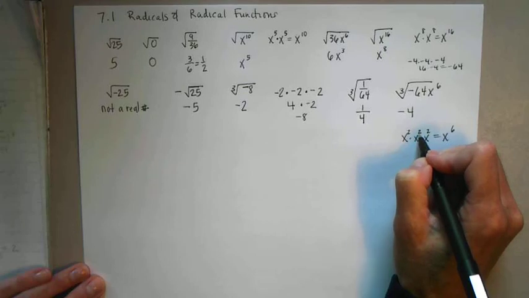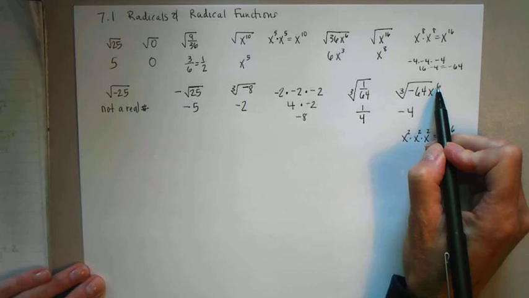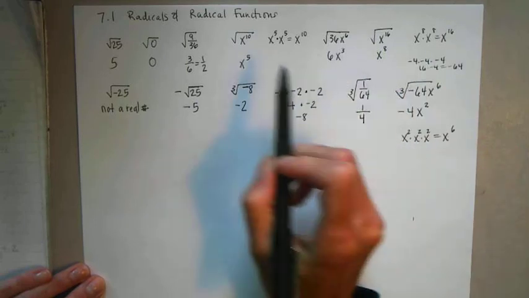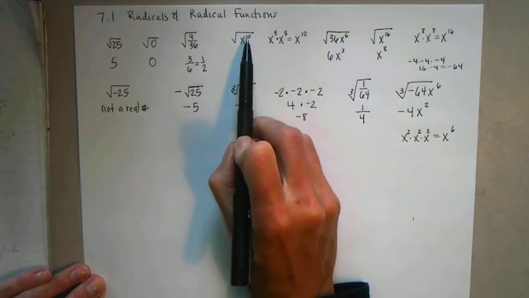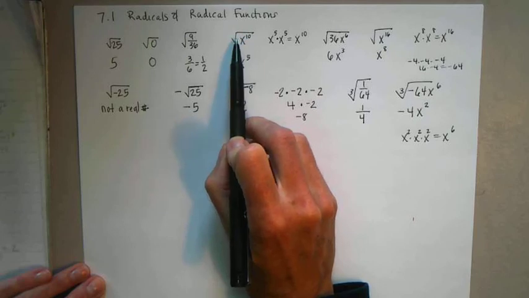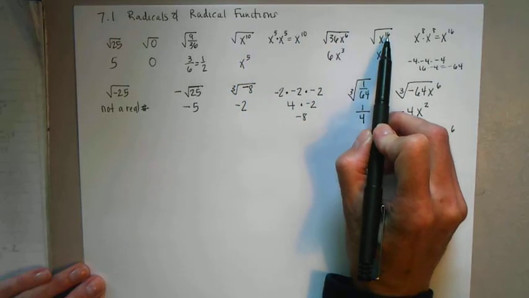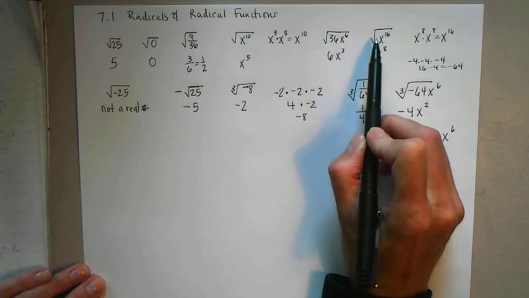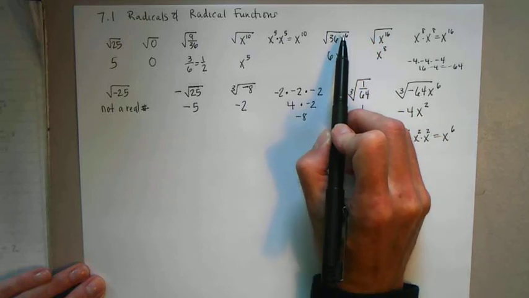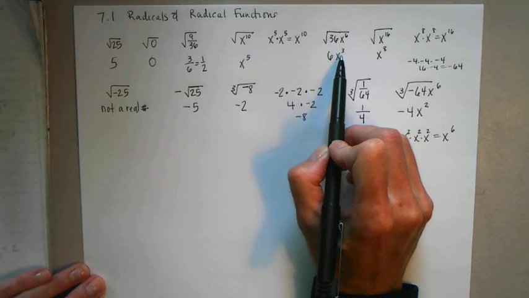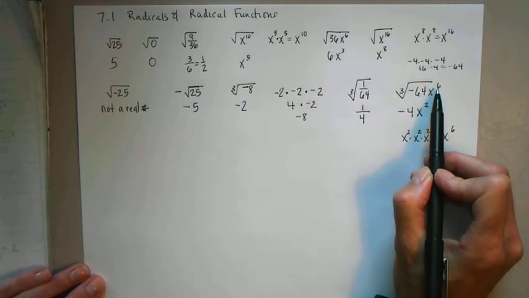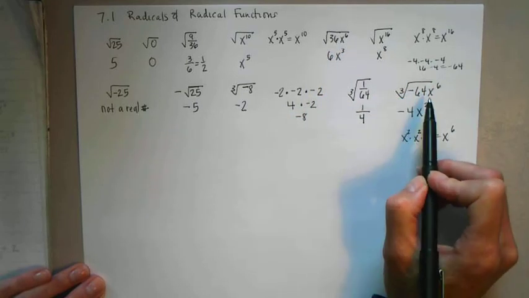And here is your shortcut to get that 2. This is what you can do every single time. You can do 6 divided by the root. And look, that works here too. 10 divided by 2, what was the root? 2, is x to the 5th, isn't it? So that will always work. This one, 16 divided by 2, x to the 8th. 6 divided by 2, x to the 3rd. In our case, 6 divided by 3, x squared.